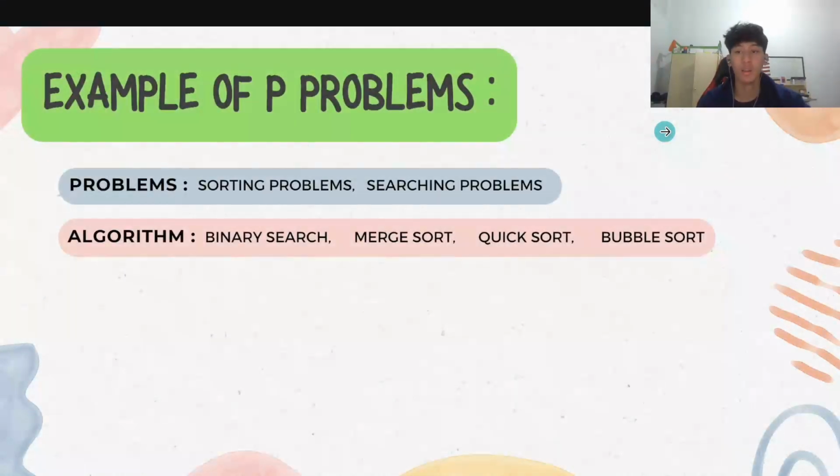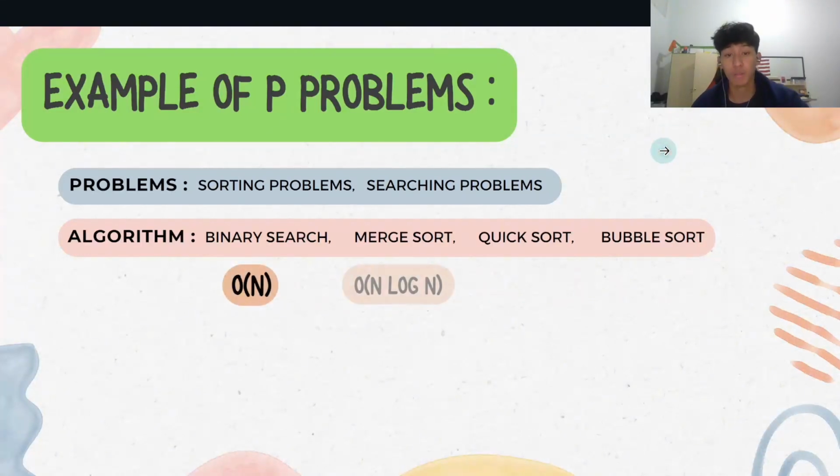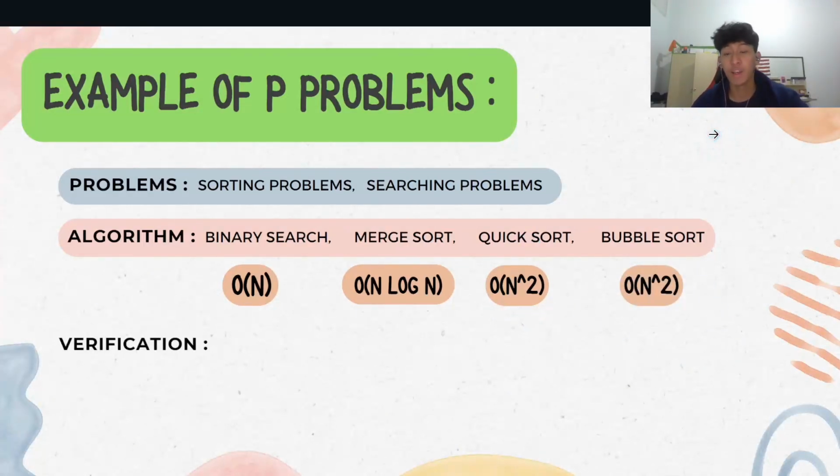Second, we will discuss examples of P problems. The problems are sorting and searching problems. The algorithm used is binary search for searching problems, and for sorting problems merge sort, quick sort, and bubble sort. Each of these problems has a polynomial approach, with the worst case of O(log n) for binary search, O(n log n) for merge sort, O(n^2) for quick sort, and O(n^2) for bubble sort. And the verification of this is basically O(n).